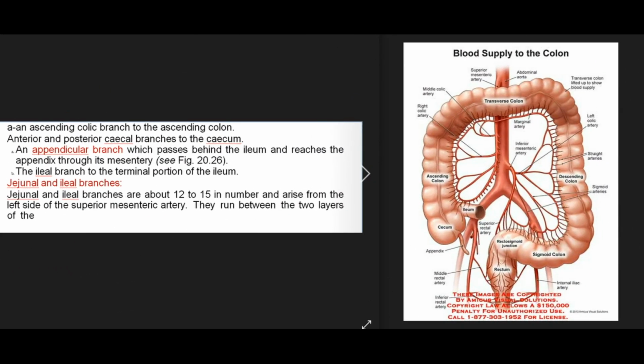Anterior and posterior cecal branches to the cecum. An appendicular branch which passes behind the ileum and reaches the appendix through its mesentery, see Fig 20.26. B. The ileal branch to the terminal portion of the ileum.